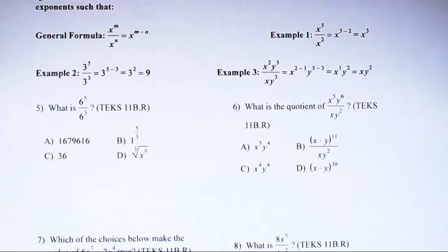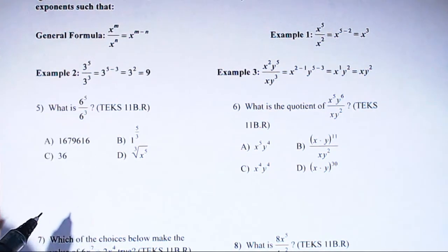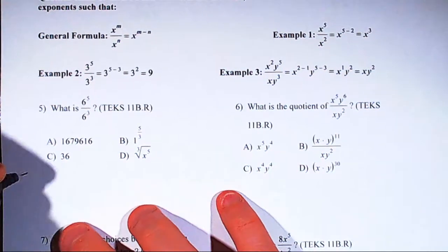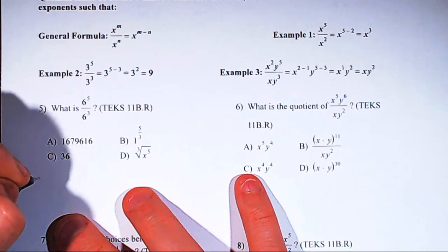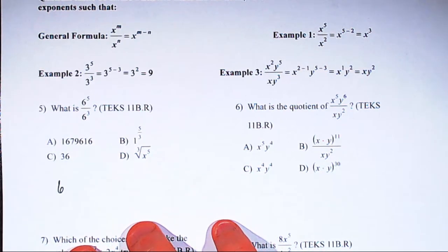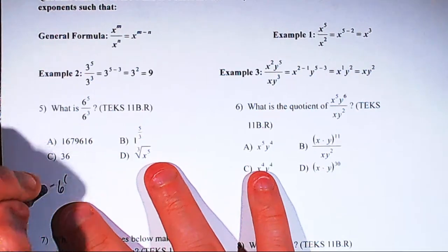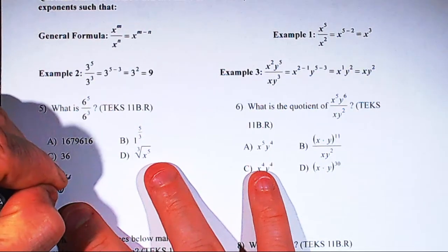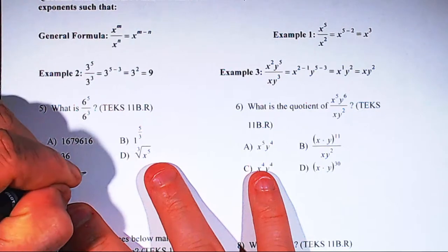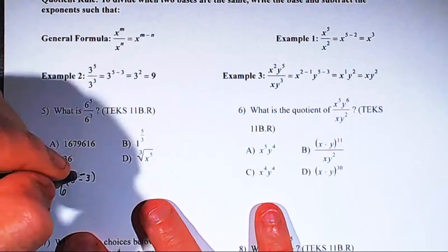In the first problem, we're again presented with a situation where we have a number instead of a variable, but because both the numerator and denominator bases are 6, we can actually write this using the quotient rule. The quotient rule here would be 6, right? That's the base, and then we subtract the exponents from one another. So we're going to say 6 raised to the 5 minus 3.